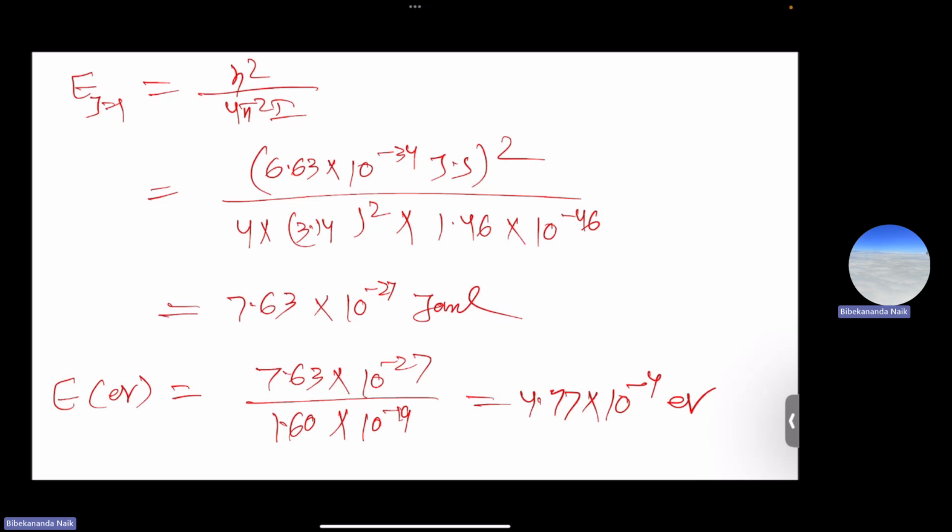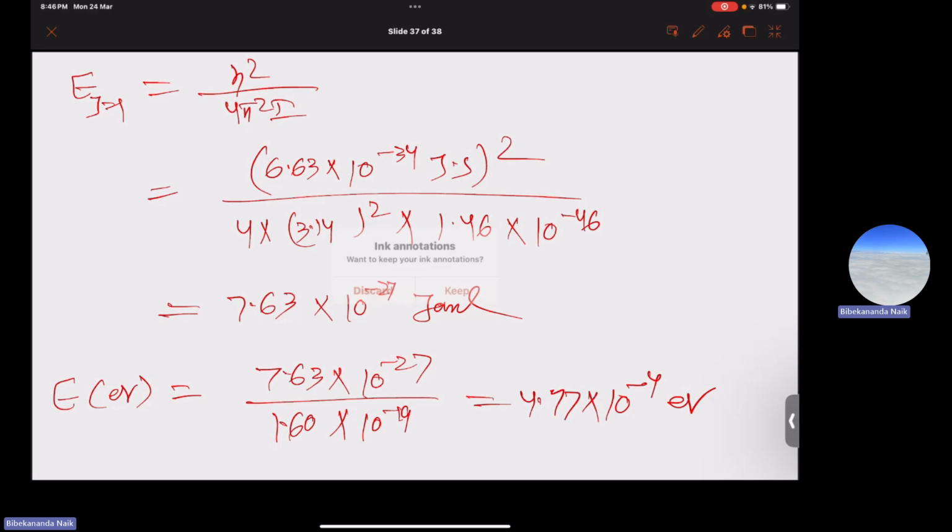If you remember, we had discussed rotational energy levels: the order of rotational energy levels is lesser as compared to electronic levels, which are in terms of eV, but here it is 10 to the minus 4 eV. So let me add another slide.